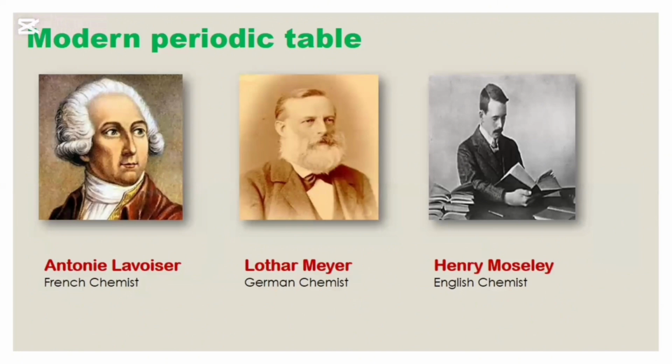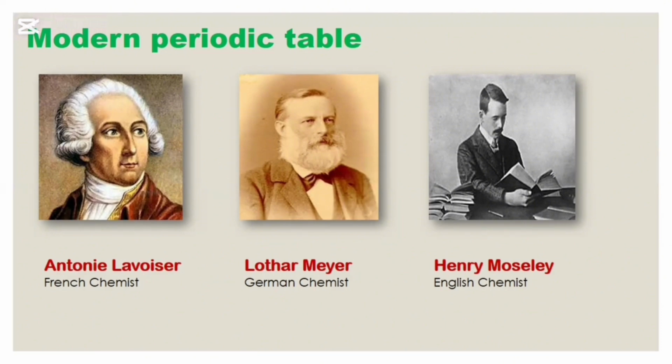Then later, Antoine Lavoisier classified elements into metals, nonmetals, and gases, laying the foundation for the later periodic classification. And then Lothar Meyer developed this idea of Mendeleev's and showed that there is a connection between the atomic volume and atomic mass. And Henry Moseley was the first person to discover the concept of the atomic number, and he was the one who reorganized the periodic table based on increasing atomic number instead of atomic mass.